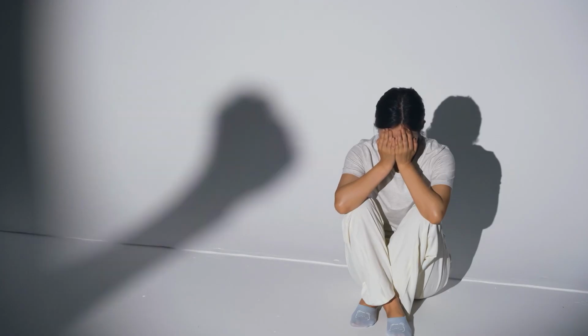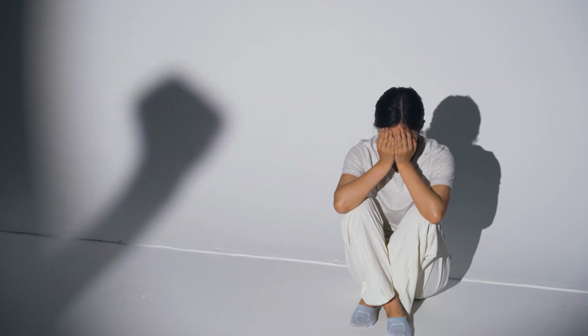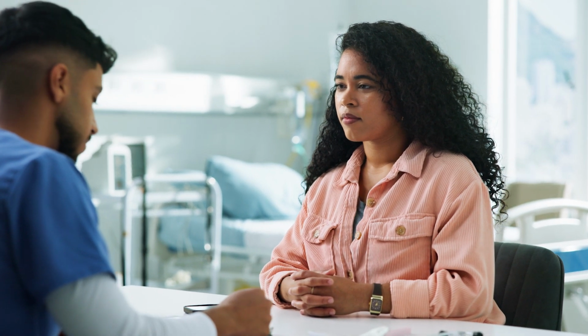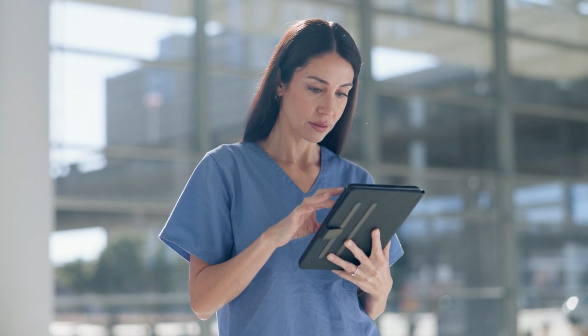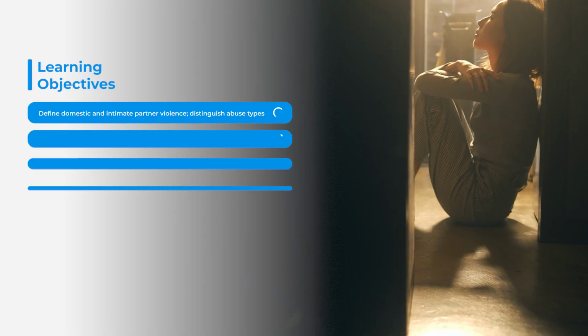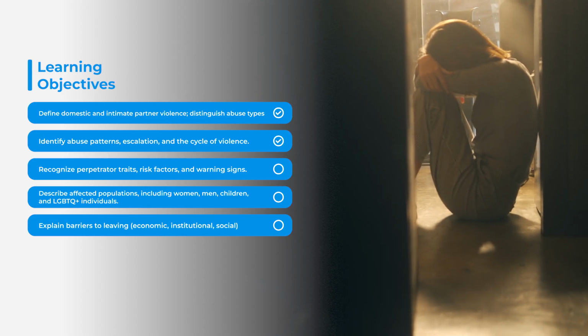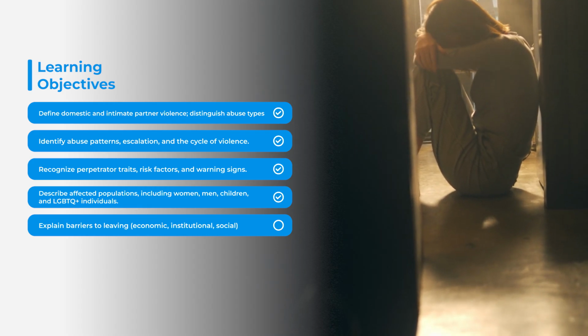Throughout this course, we will move beyond the surface level of physical injury to explore the complex dynamics of power, the barriers to seeking help, and the specialized nursing interventions required to support this vulnerable population. By the end of this course, the registered nurse will be able to define domestic violence and intimate partner violence, differentiating between various forms of abuse such as physical, sexual, psychological, and stalking behaviors.